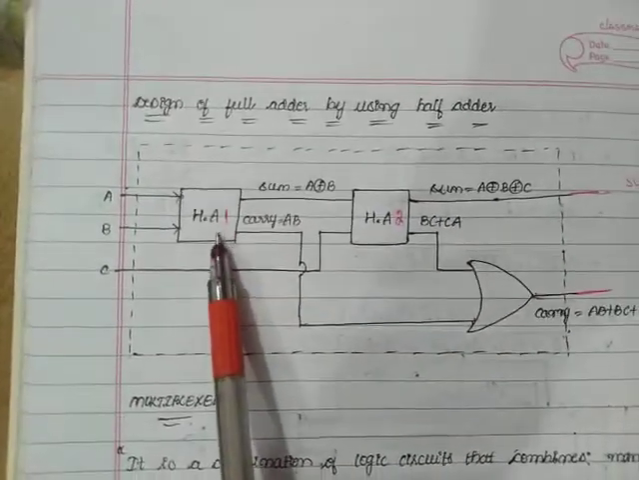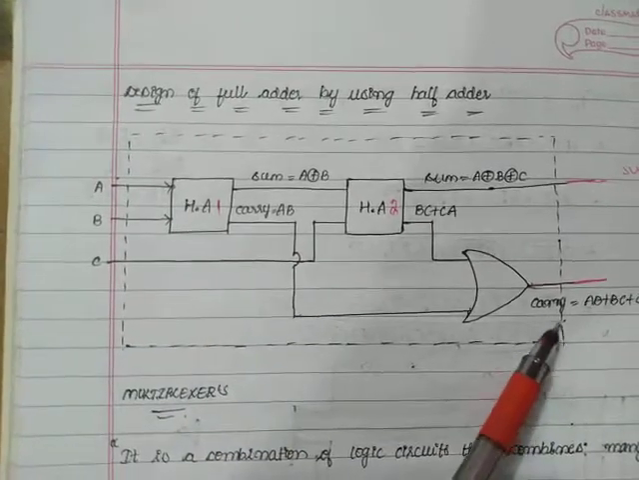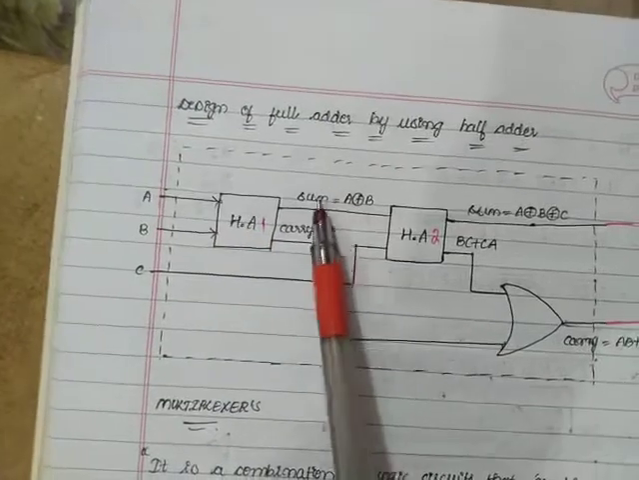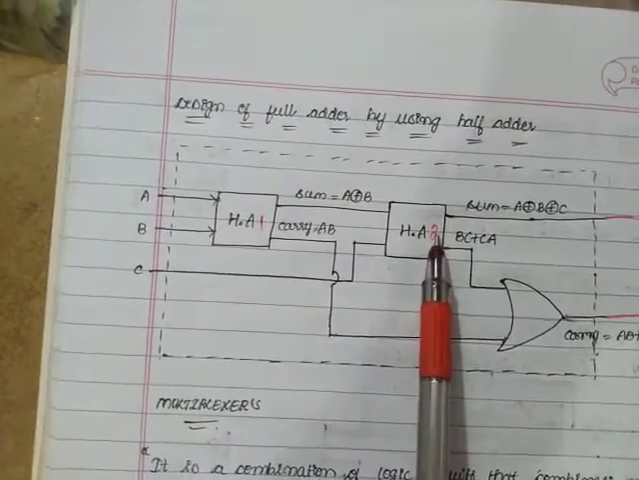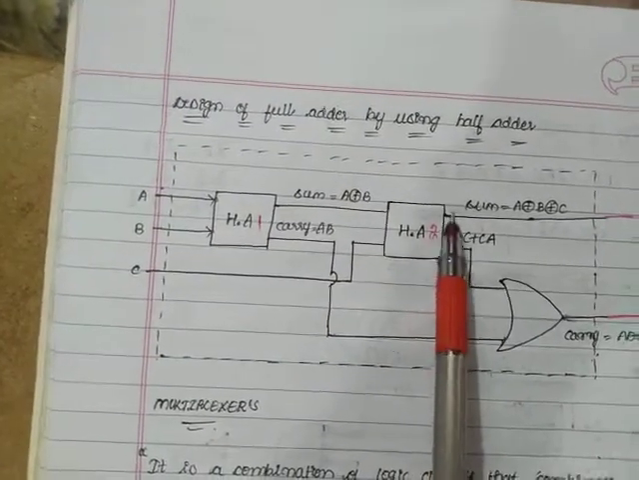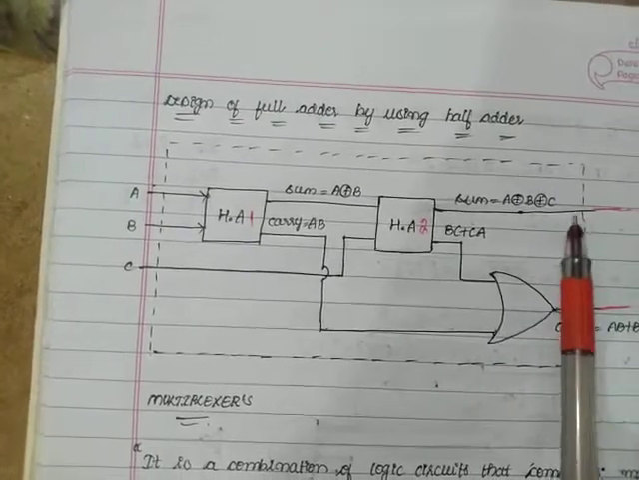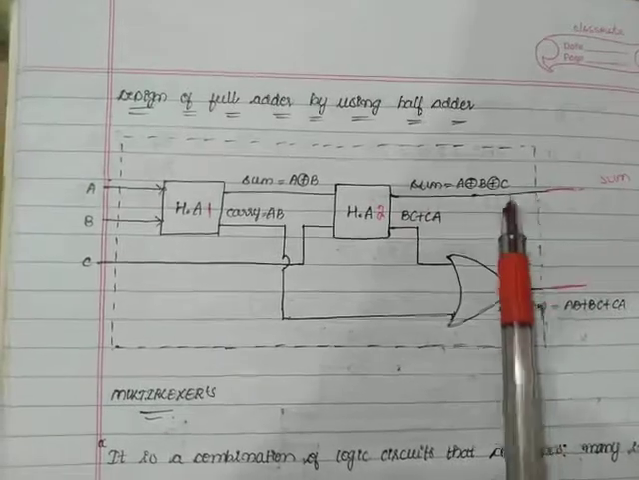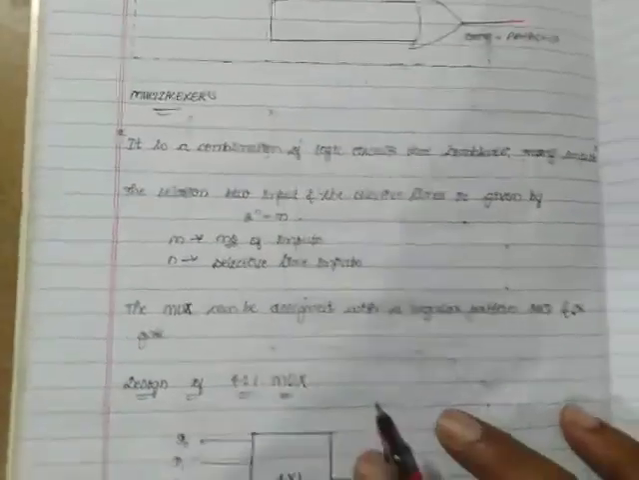It will have two half adders and one OR gate. It has two inputs for the first half adder, and the output of the first half adder becomes the input for the second half adder. Then the sum, that is the output of the second half adder, is nothing but the overall sum output for the full adder. Okay, next we will come to the multiplexer.